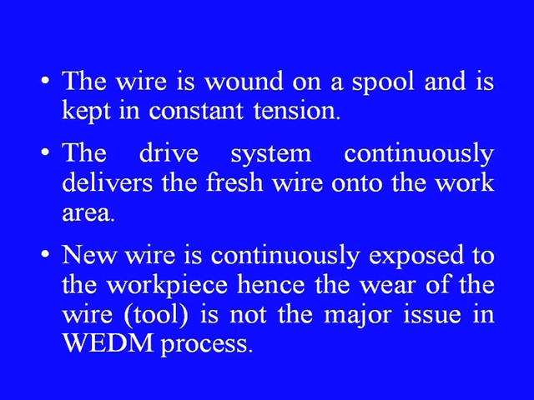In wire cut EDM, a moving wire electrode is used to cut complex outlines and fine details in the required workpiece. The wire is wound on a spool and is kept in constant tension. The drive system continuously delivers fresh wire onto the work area. New wire is continuously exposed to the workpiece. Hence, the wear of the wire, which is the tool here, is not a major issue in this process.